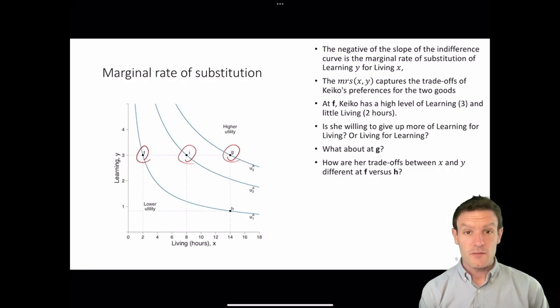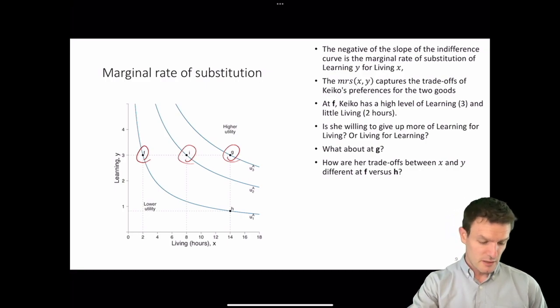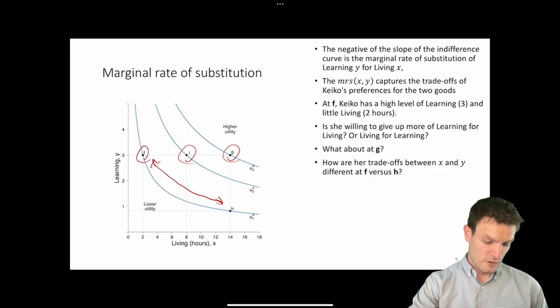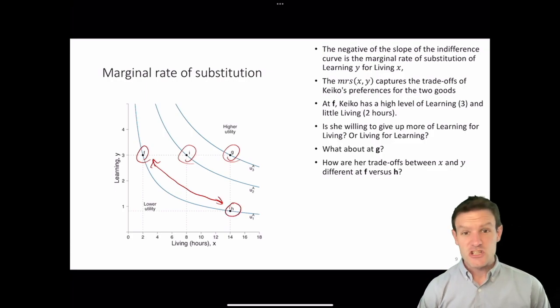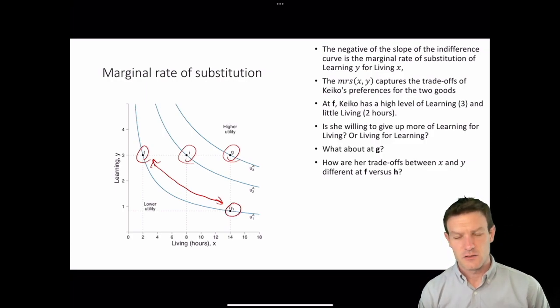Now, along the same indifference curve, comparing points F and H, what can we see? At H, her slope is much flatter. The marginal rate of substitution is therefore much lower.